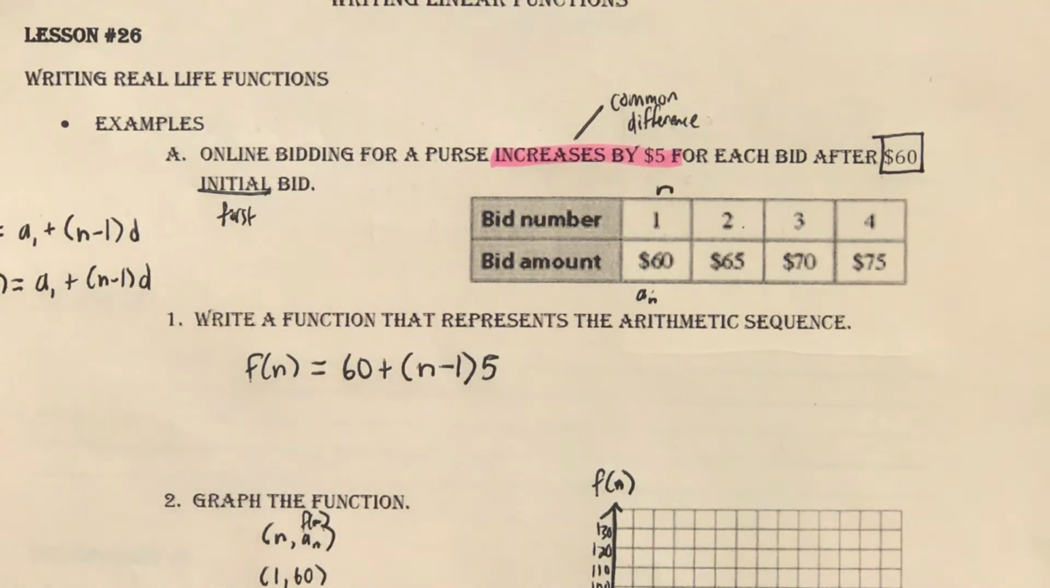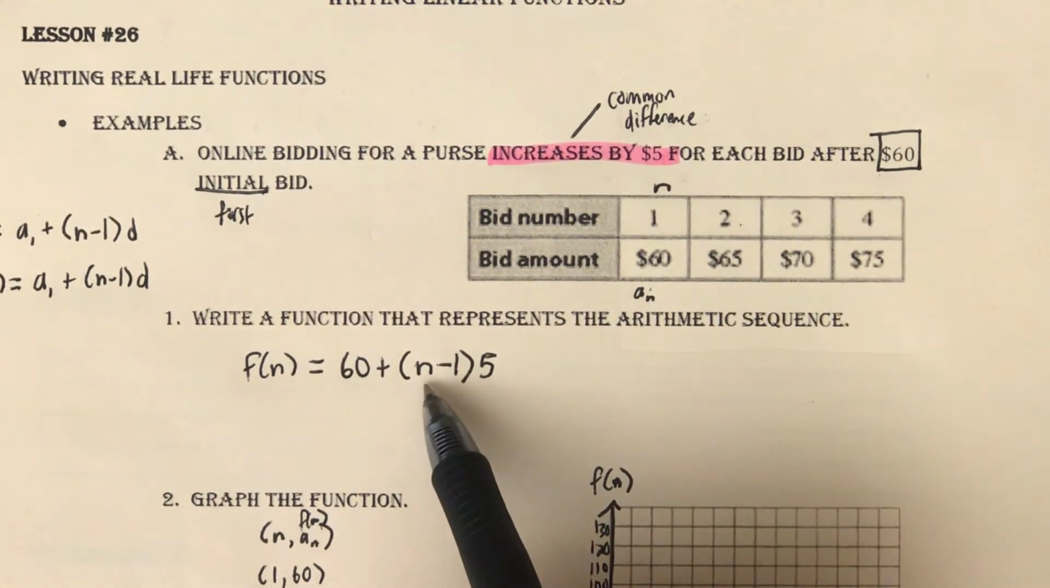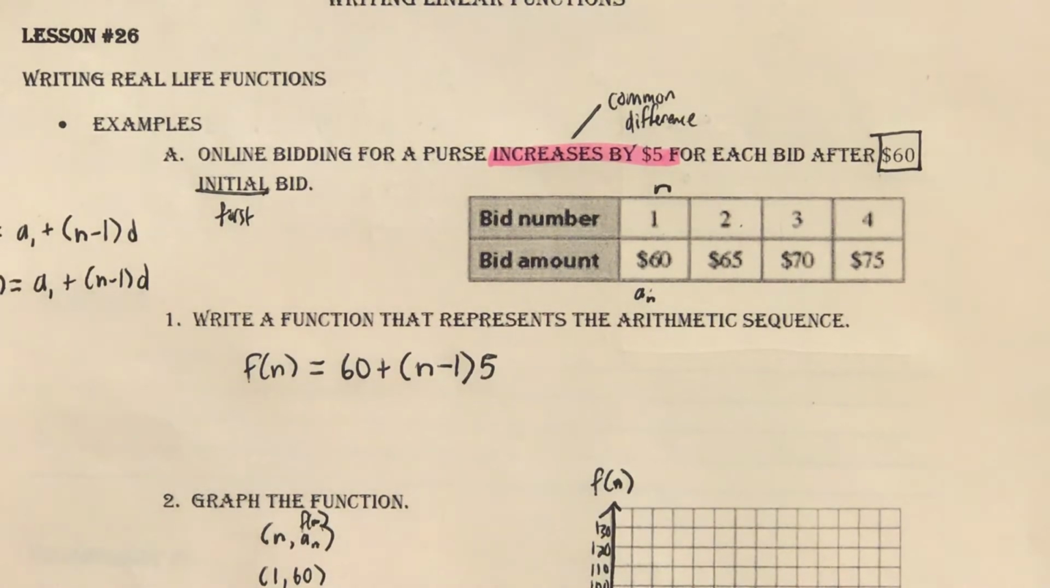So they told me how much the winning bid was, but they didn't tell me where it was in the sequence. They didn't say, hey, this was the 12th bid or 15th bid or whatever bid it is. So what I need to figure out is the position in the sequence. That's what they're trying to help me figure out when they ask me how many bids were there.